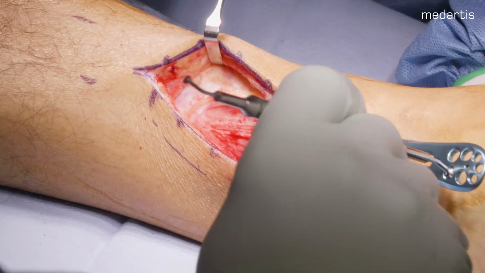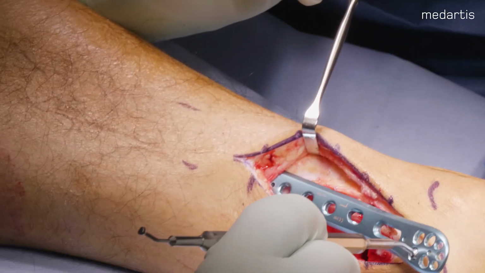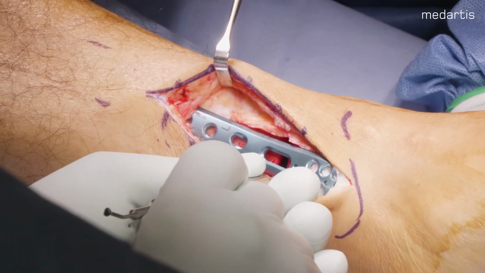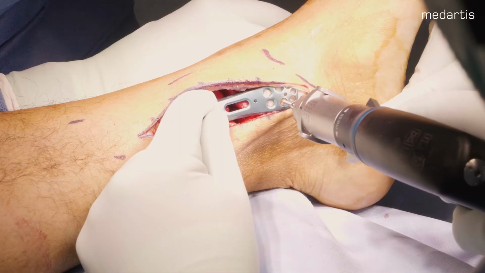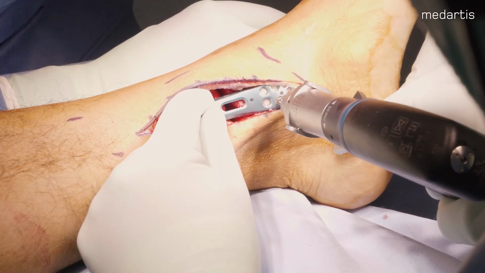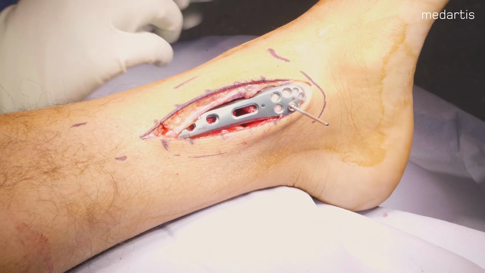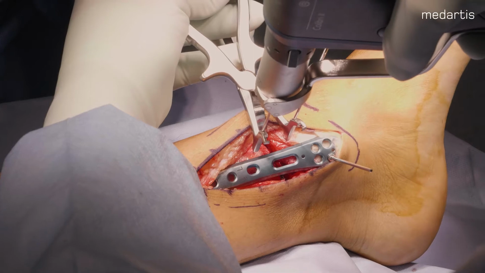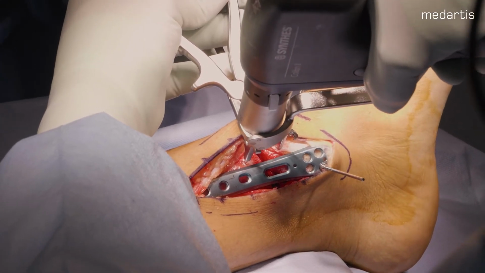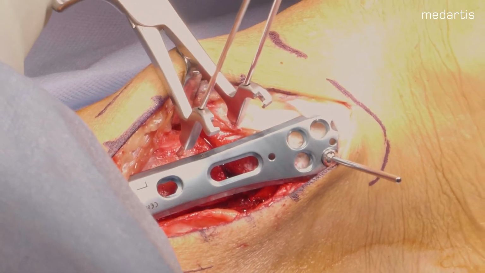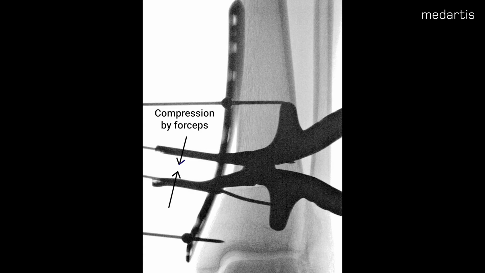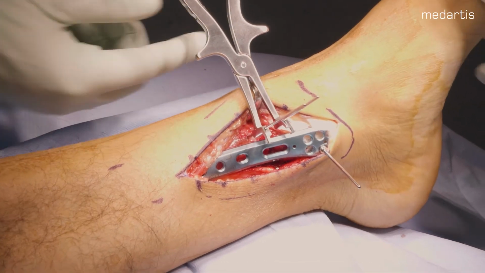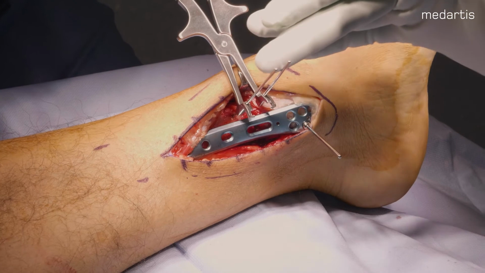The plate is inserted with a plate holder into position. It is then provisionally fixed with an olive K-wire distally. A K-wire compression forceps is used with 2 K-wires placed anteriorly to achieve compression and then checked on the image intensifier. The 2 parallel K-wires in the forceps also help to avoid any possible malrotation of the distal tibia part.